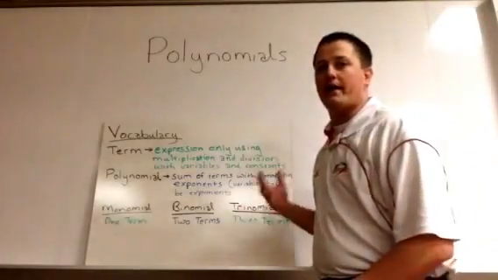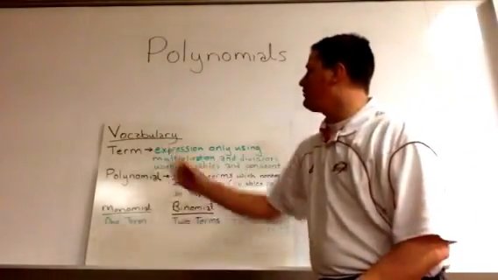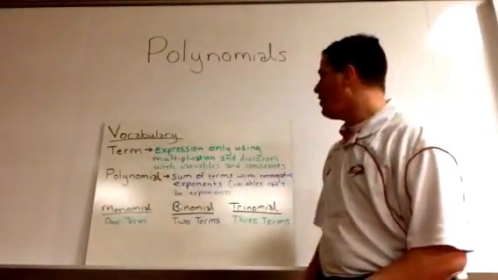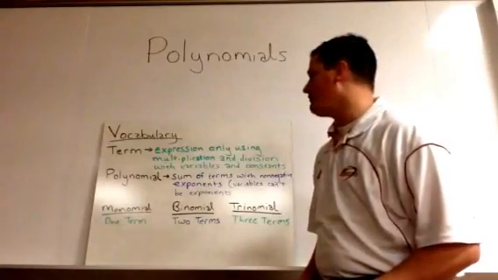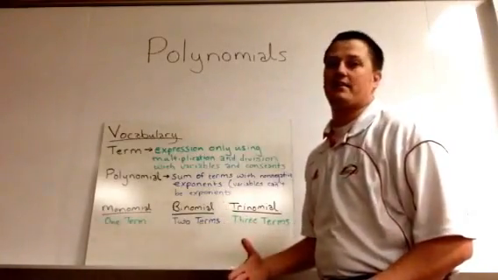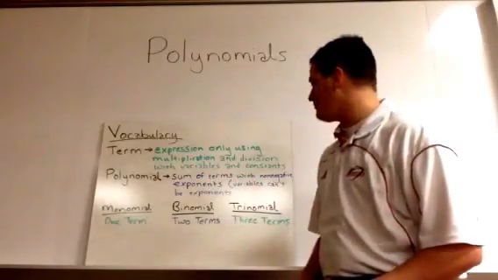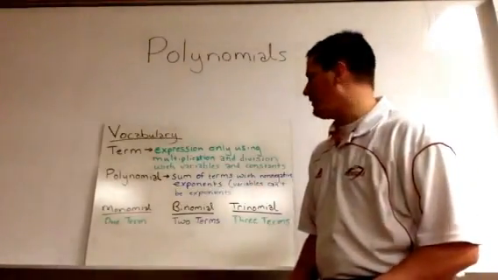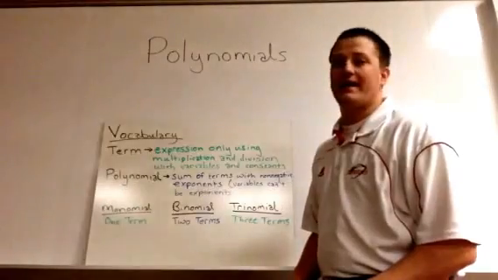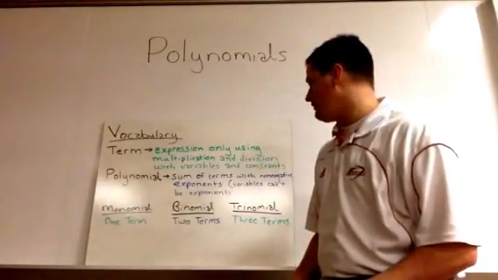Our vocabulary to get through this starts with a term, which is an expression only using multiplication and division with variables and constants. A polynomial is the sum of terms with non-negative exponents. It's also key that variables can't be exponents.